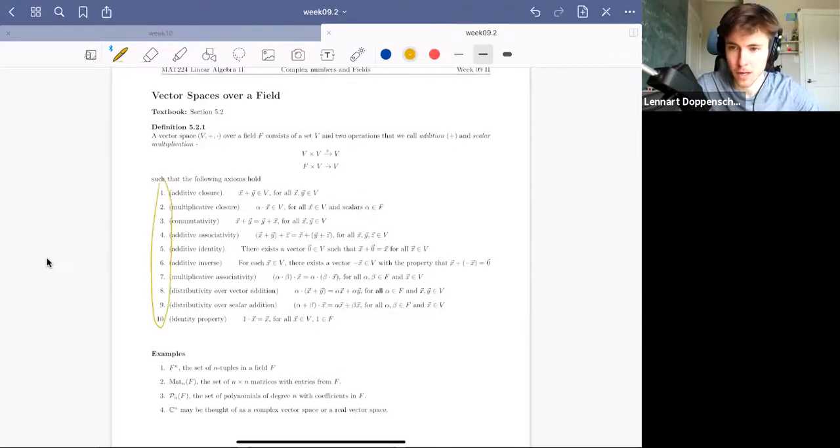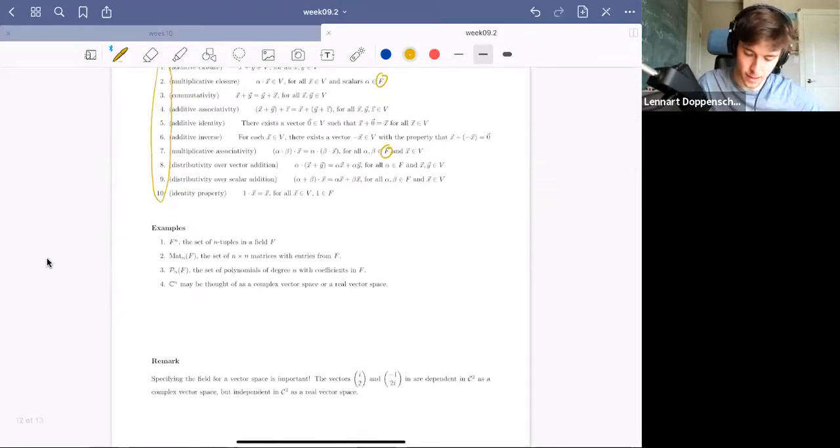axioms as before, as we had in week number 1. The only difference is I had to go through the tech document and replace every R with an F. So you see that the scalars are now field elements. They could be complex numbers, they could be real numbers. You can even have a vector space over F2.